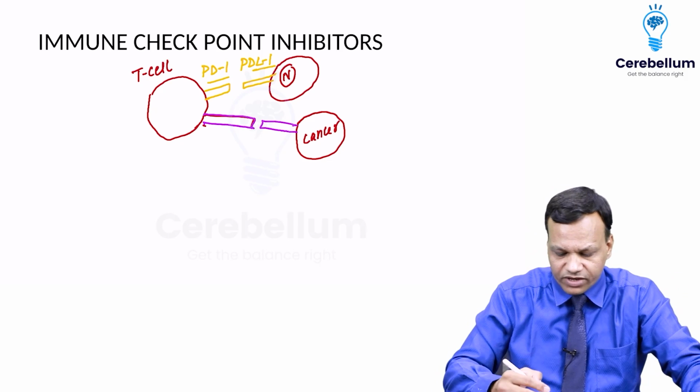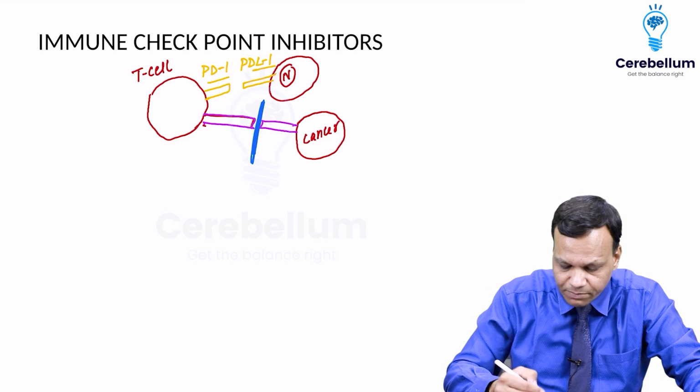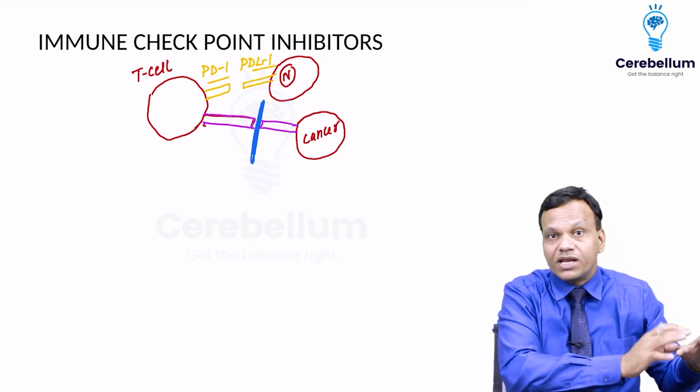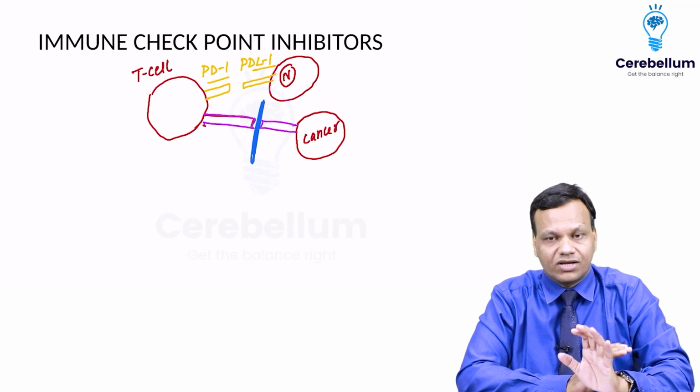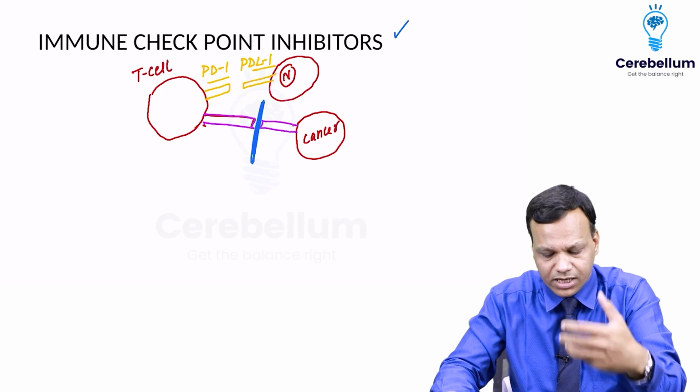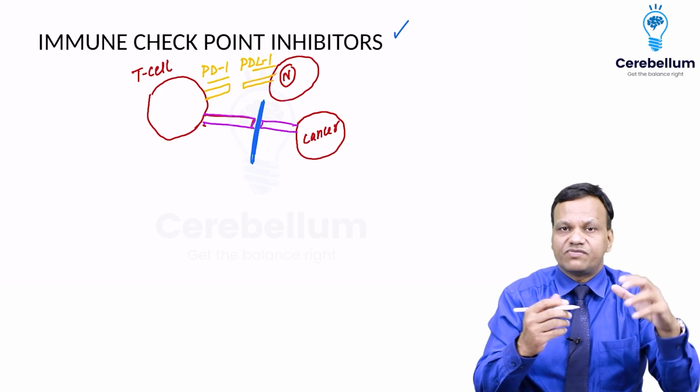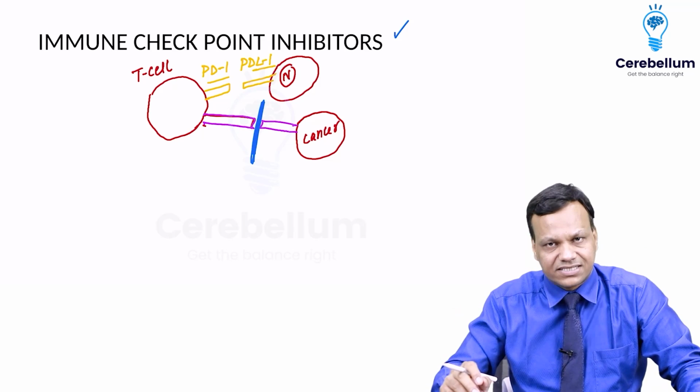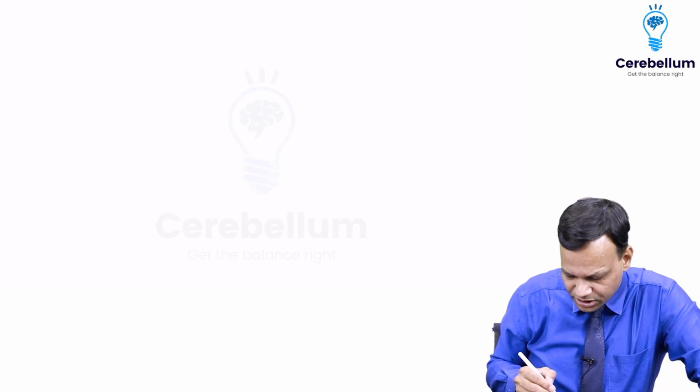So what we do, we can inhibit this interaction. So if we inhibit this interaction, the T cell cannot be inhibited, so it will kill the cancer cell. Okay, so this is the concept of immune checkpoint inhibitors. Okay, so we are stopping the interaction between the T cell and the cancer cell. Okay, so what are the immune checkpoint inhibitors?